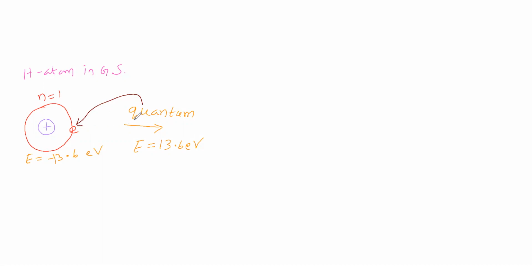We are not talking about actual energy, we are talking with respect to Niels Bohr's model only. Now this electron is absorbing this quantum, then its energy becomes zero. Energy of electron is zero means between nucleus and electron distance is infinity. Distance is infinity means this electron came out from the atom, in the sense this atom has gone for ionization.